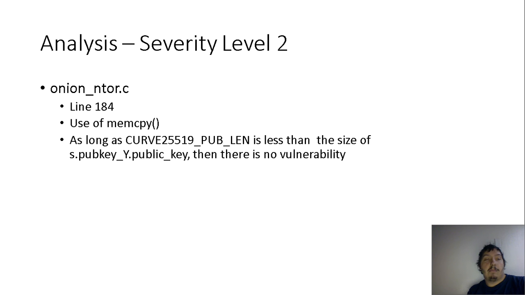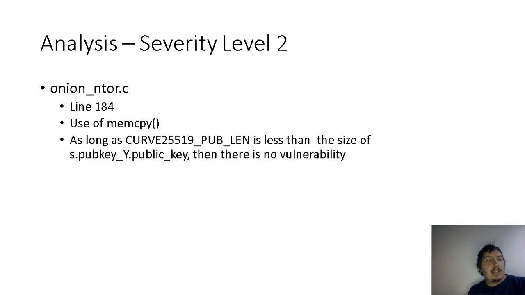Here, same file, onion and tor.c, and again, name copy. As long as curve25519 public length is less than the size of data of structure S public key, then there's no vulnerability. S is one of those hidden structures that they created.